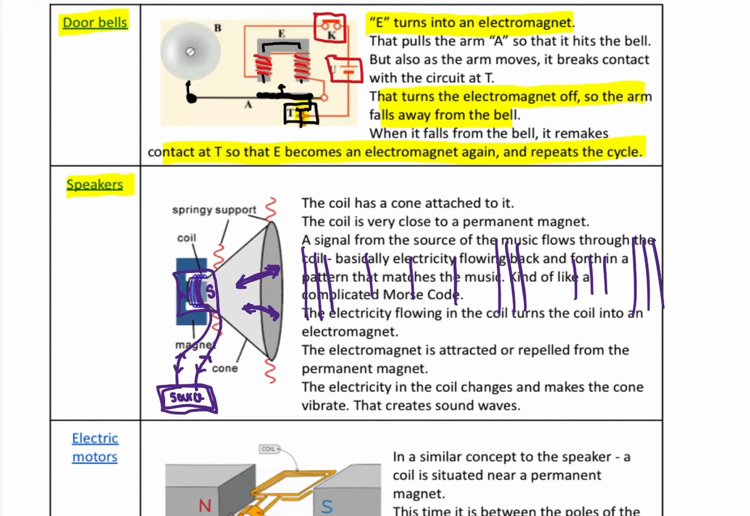And as the cone wobbles back and forth, based on the electricity running through the coil, being close to a permanent magnet, that forces that cone to move back and forth. That's what creates those pressure waves that we call sound.